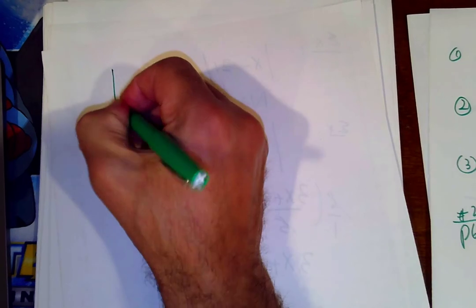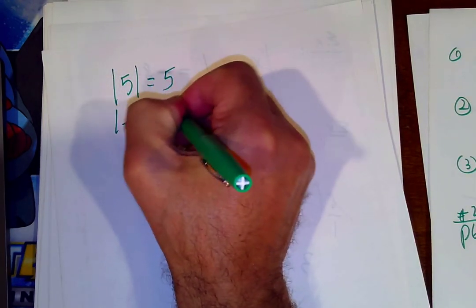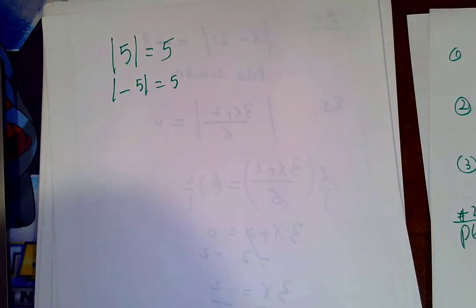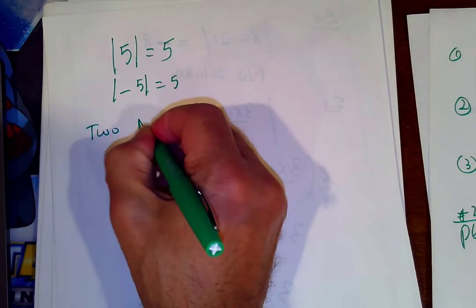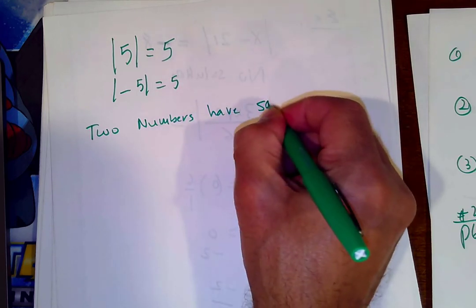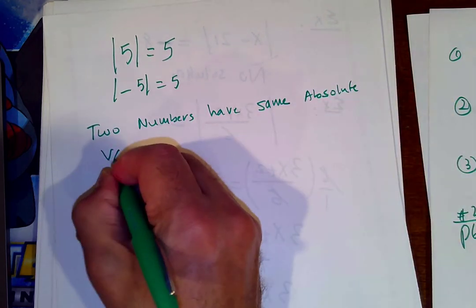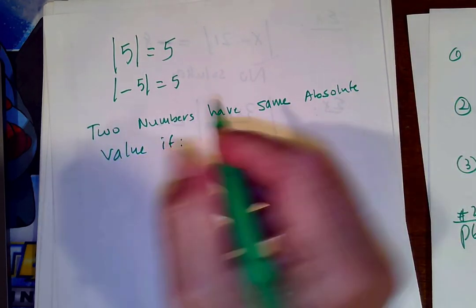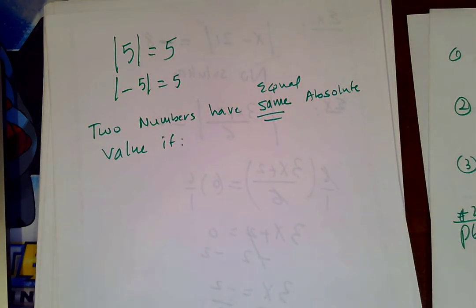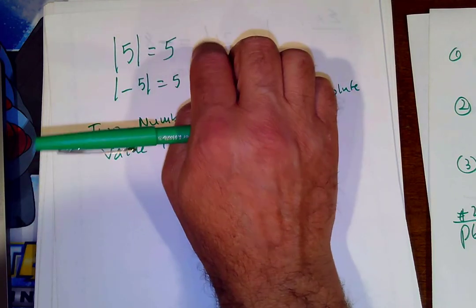Now we know that the absolute value of 5 is 5 and the absolute value of negative 5 is 5. For any two opposites, they have the same distance from 0. So if I say two numbers have the same absolute value, same means equal absolute value, meaning the absolute values are equal. Like 5 and -5, they have the same absolute value. It could be 5 and 5, they have the same absolute value.